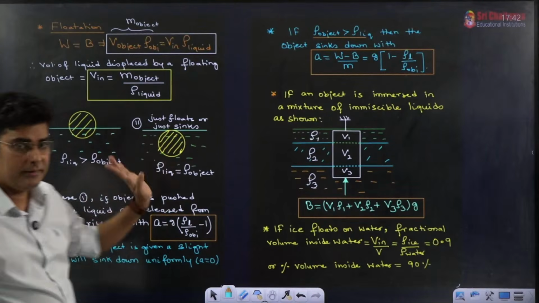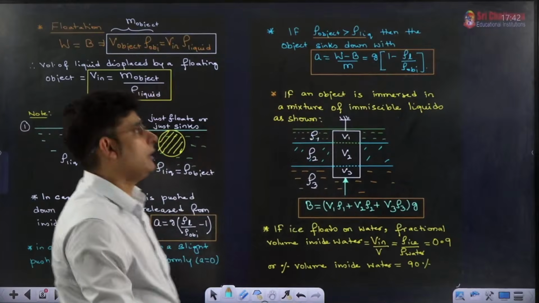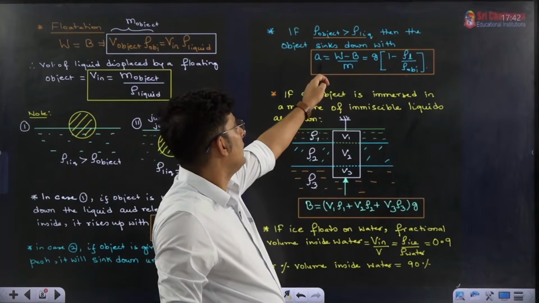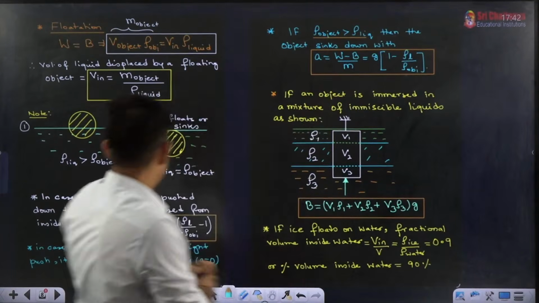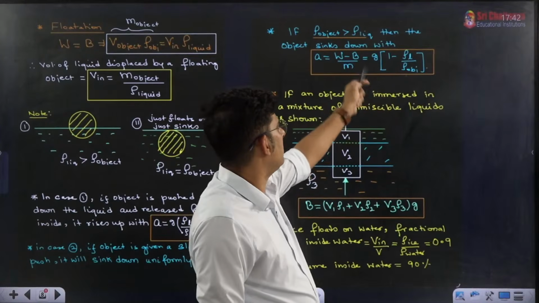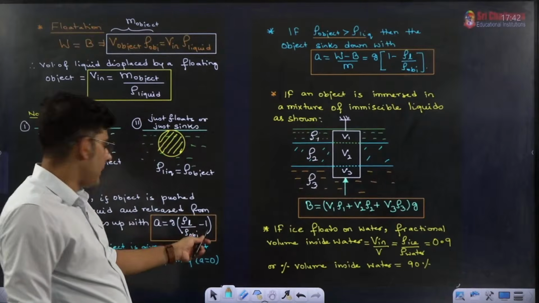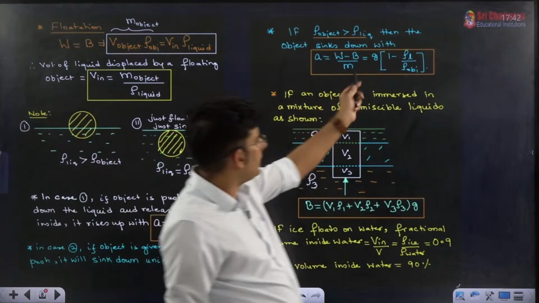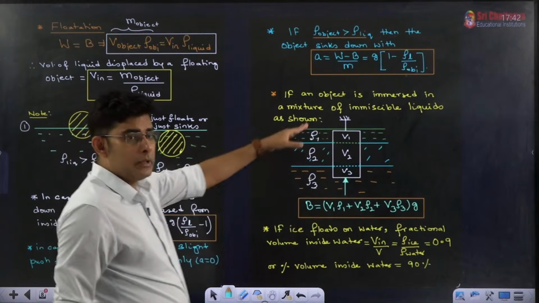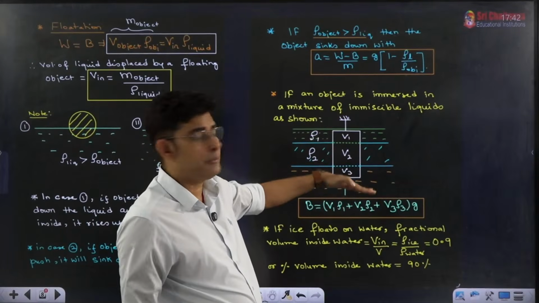Very, very important case. Next, if the density of the object is more than the density of the liquid, the moment you put it in the liquid, what will happen? It will sink down. Now it will accelerate. What acceleration? Just opposite of this. Just flip it. So acceleration is weight minus buoyant force by mass, which will be g into 1 minus rho L by rho object. Here it was rho L by rho object minus 1 into g. Here it is 1 minus rho L by rho object into g. Clear?